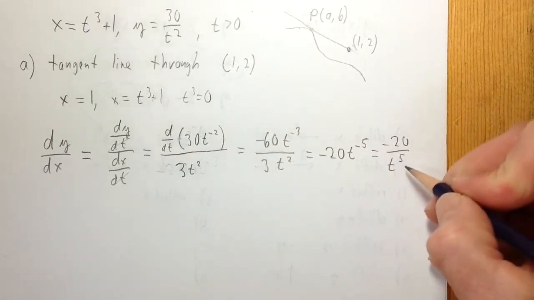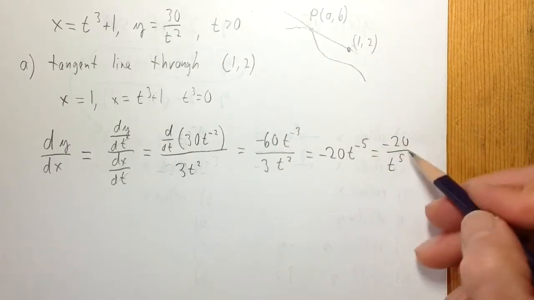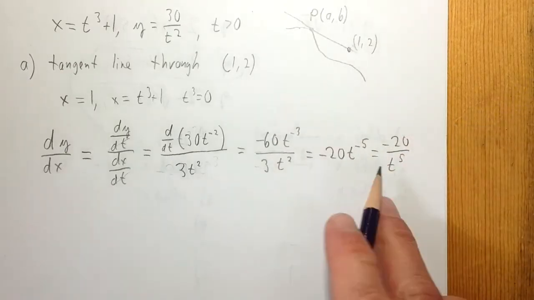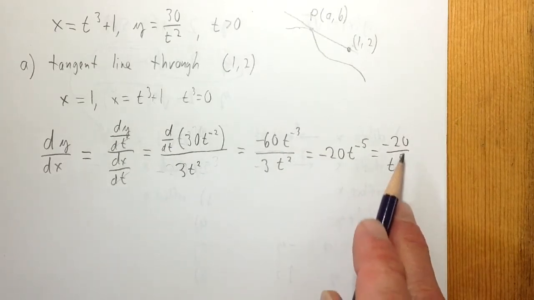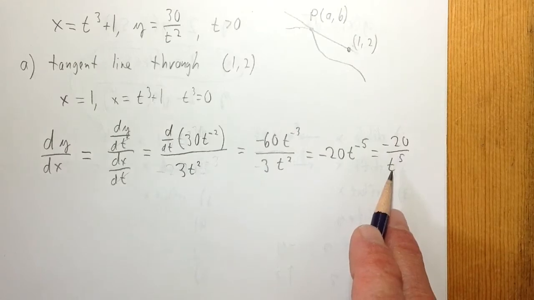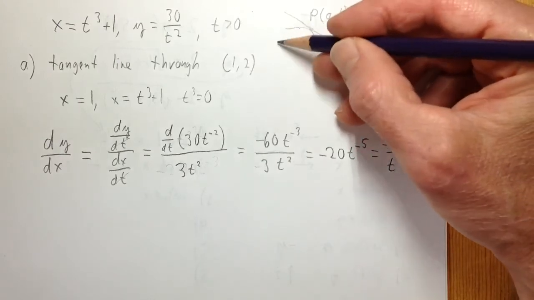This way is easier to think about, right? But this way is easier to do derivatives and stuff with. So I don't know, we'll keep it that way. That's what our dy/dx is. That's the slope. At any time t, the slope of our graph is negative 20 over t to the 5th. Okay, that's step 1.